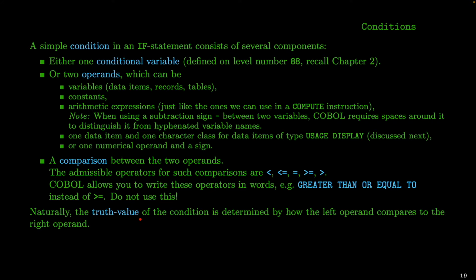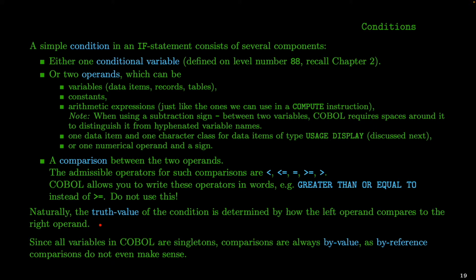And then, of course, the truth value of the condition in the if statement is determined by how the left operand and the right operand compare. And then, if the condition is true, we do what's coming after the keyword then. Otherwise, we do the else branch or we don't do anything.